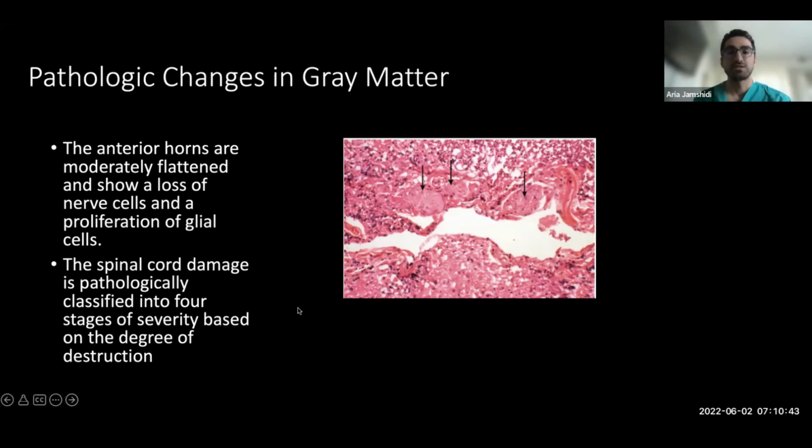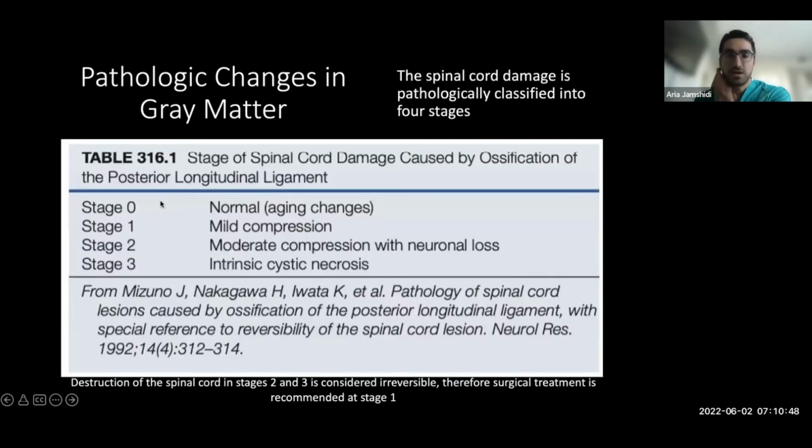And the actual spinal cord damage itself has been classified into 4 stages, ranging from stage 0 to stage 3. Stage 1 being mild compression, and then in stages 2 and 3 you start to see neuronal loss and then intrinsic cystic necrosis. And it's typically thought that surgery should be offered at stage 1, as stages 2 and 3 are considered irreversible injury to the cord.